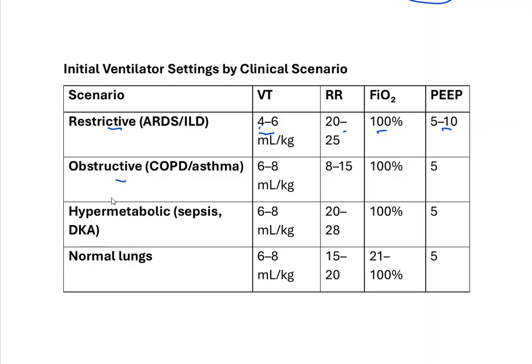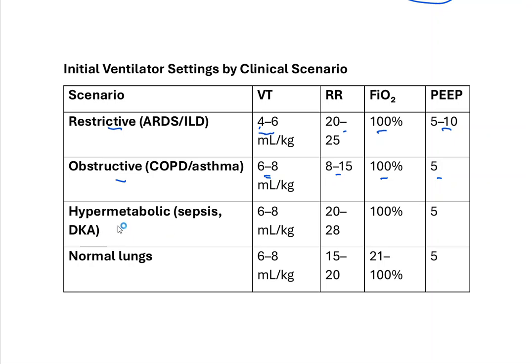And then you can start weaning down your FiO₂ with subsequent assessment of the patient. With obstructive pathology, for example a COPD exacerbation or asthma exacerbation, the most important thing is you want to keep your respiratory rate on the lower side, right? To allow time for exhalation, so that they don't start breath stacking or auto-PEEPing, leading to hemodynamic compromise. Your tidal volume could be anywhere from 6 to 8, and you can start out with FiO₂ of 100% and a PEEP of 5, right? And like we said, with subsequent assessment, we should start weaning down those FiO₂.